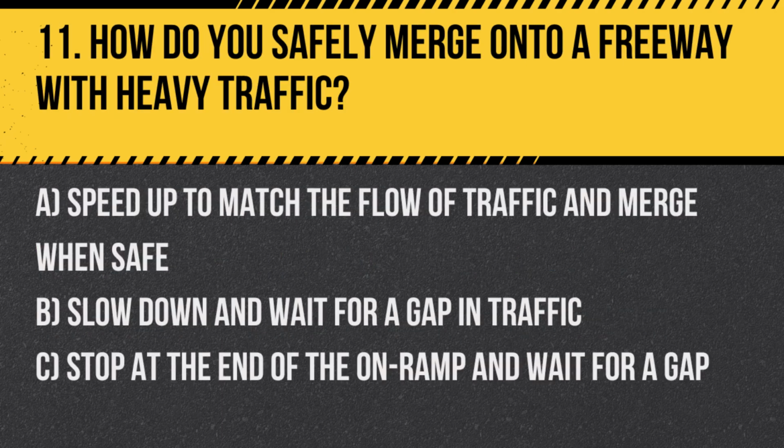Question 11. How do you safely merge onto a freeway with heavy traffic? A. Speed up to match the flow of traffic and merge when safe. B. Slow down and wait for a gap in traffic. C. Stop at the end of the on-ramp and wait for a gap. Answer. A. Speed up to match the flow of traffic and merge when safe. This helps ensure a smooth and safe entry onto the freeway.